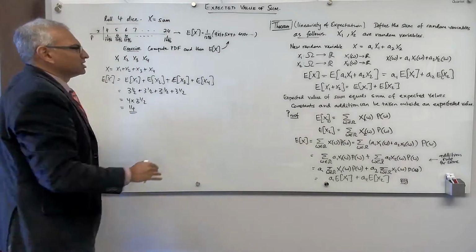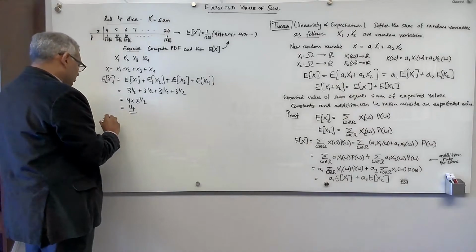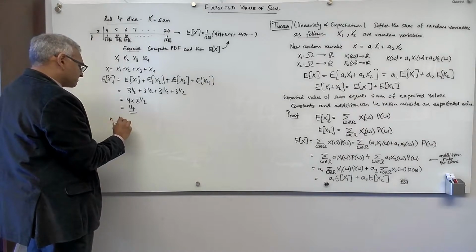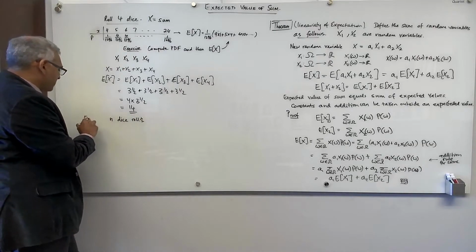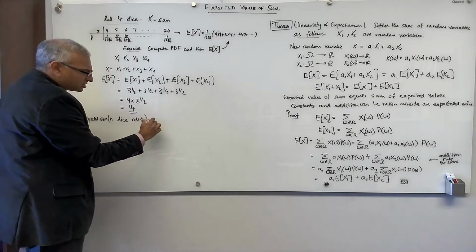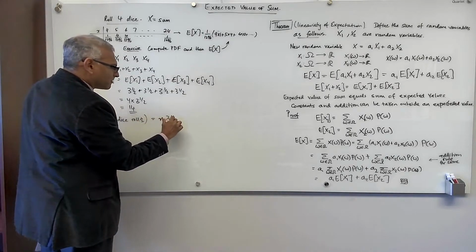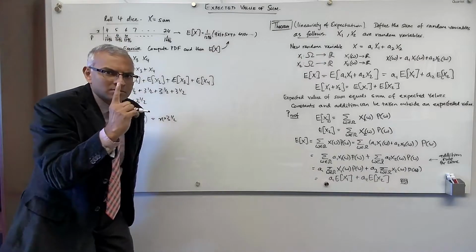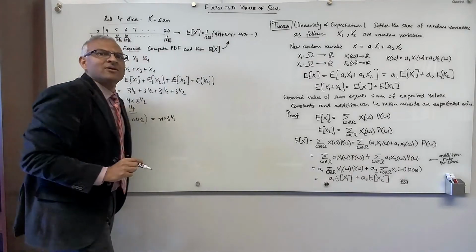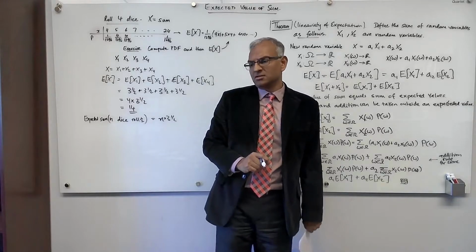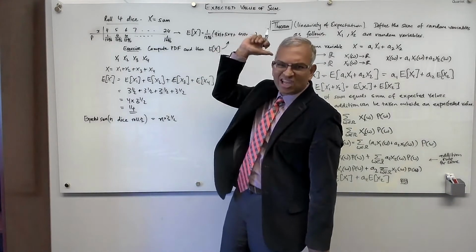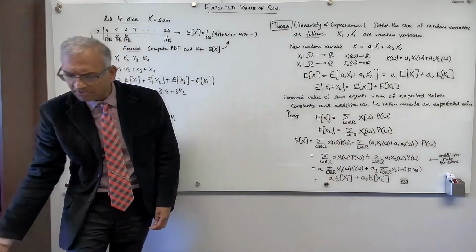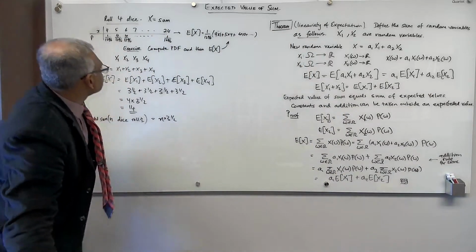In fact, we can easily compute the expected value for n dice rolls. The expected sum for n dice rolls is just n times 3.5. Now you try to compute the PDF for even the sum of 10 dice rolls, and you'll see how hard it is. But the expected value, easy to get using that theorem. That's how powerful that theorem is. Okay, now let's do some other examples.